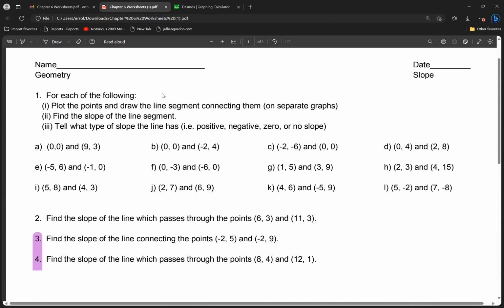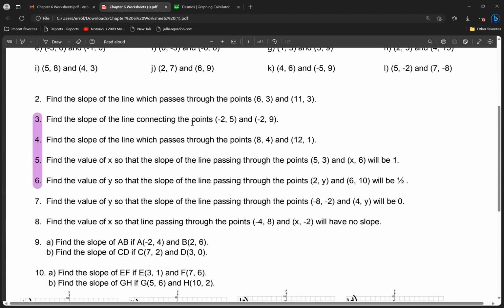Okay, so we did part 1 there. Part 2: find the slope of the line which passes through the points that and that. Okay, so tell me what to write for number 2. 3 minus 3. So what's 3 minus 3? 0. So what's the slope going to be? Zero. 0 over something, right? That's just 0. Anytime you have 0 on the top of a fraction, that's just 0. Okay, so slope is 0 on that one.